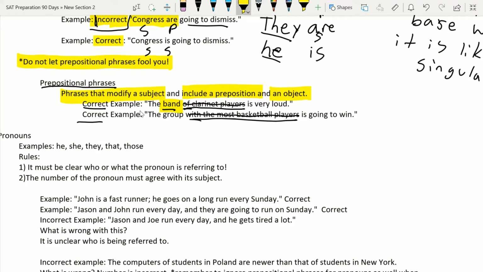Now let's identify our subjects. We have the band. Keep in mind, what are these two? What is band and group? Let's think about that for a minute. The band.